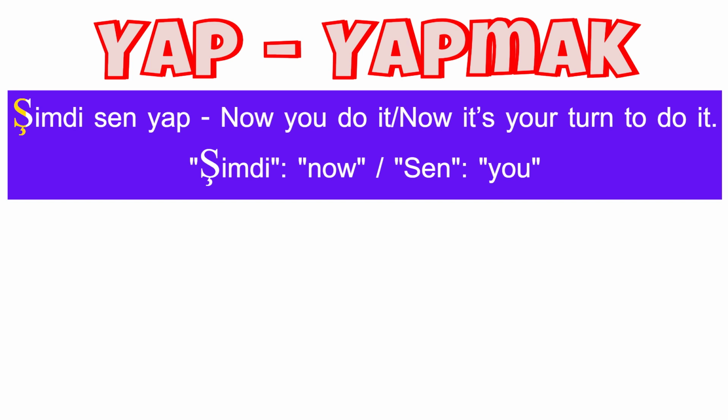Şimdi sen yap. This means now you do it, or now it's your turn to do it. It shifts the responsibility to the listener, encouraging them to take action immediately. Şimdi, as mentioned before, means now. Sen means you. It emphasizes that the listener is the one who should act.